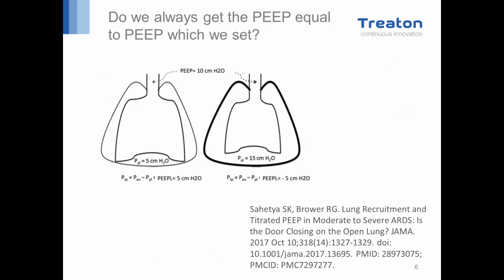Do we always get PEEP equal to the PEEP which we set? The answer to this question, no. For example, we set PEEP 10 centimeters of water. The intrapleural pressure is different in these two cases, and PTP is also different. So using a tool such as PTP makes ventilation setting more accurate.